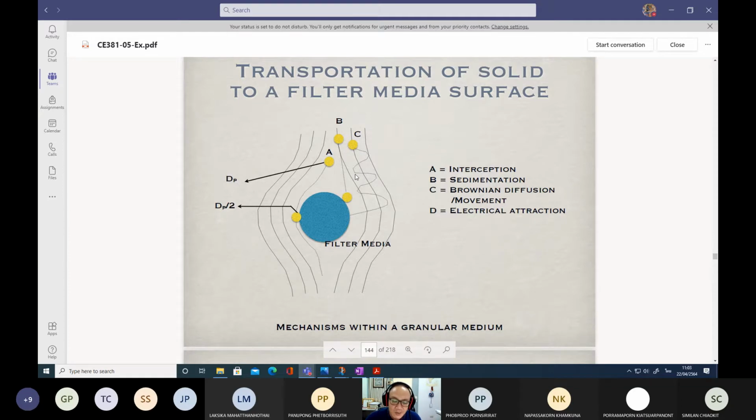Some of them, especially very fine particles like clay particles or colloidal particles, have high concentrations of charge around the surface, so due to electrical interaction they may get attached to the filter media. So these are the possible transport mechanisms and also removal mechanisms that could occur inside this filtration layer in the filtration tanks.